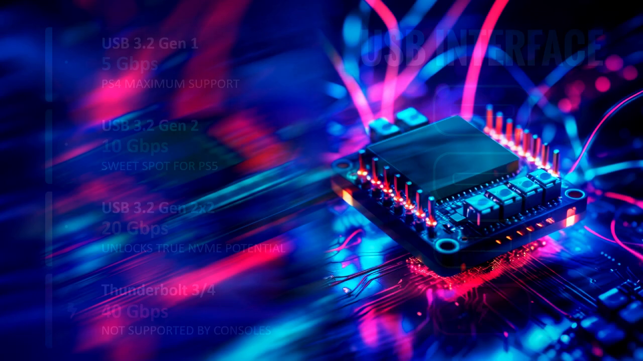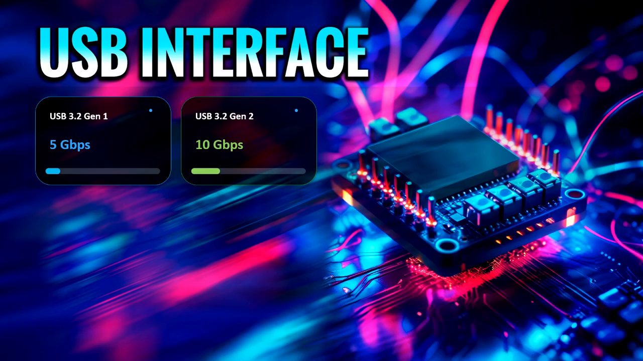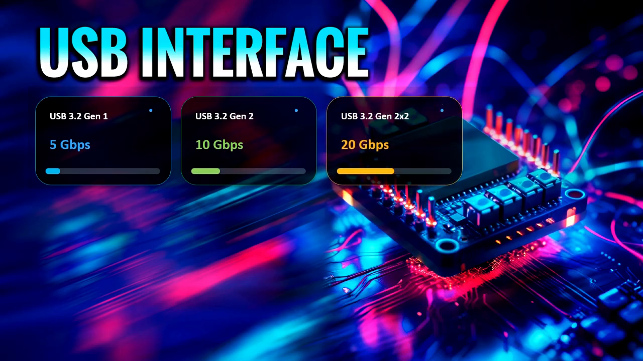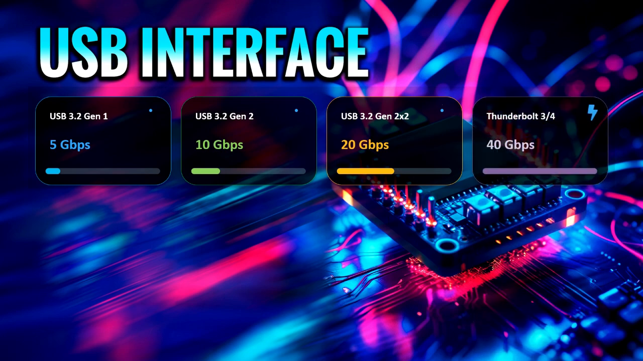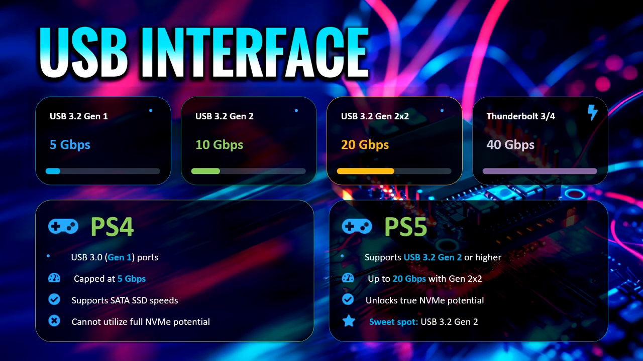Okay, here is the breakdown. USB 3.2 generation 1 equals 5 gigabit per second. USB 3.2 generation 2 equals 10 gigabit per second. USB 3.2 generation 2x2 equals 20 gigabit per second. And eventually, Thunderbolt 3.4 equals 40 gigabit per second. So for PlayStation 4 and PlayStation 5, USB 3.2 generation 2 is the sweet spot, guys. It supports full SATA speeds and works with most external SSDs. If you want next level performance, generation 2x2 unlocks true NVMe potential.